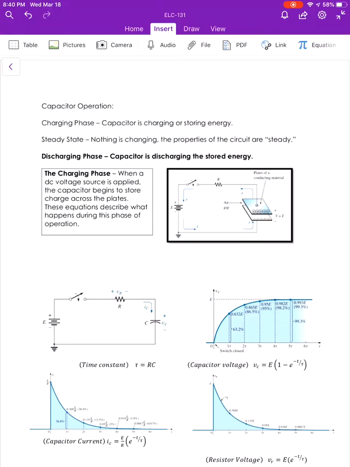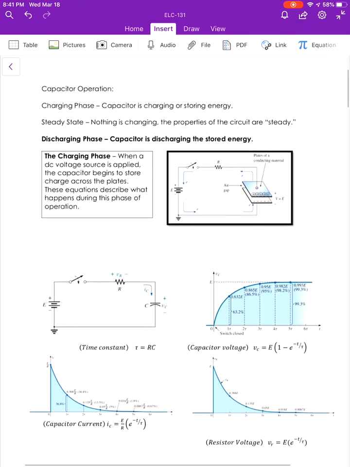In this video, we're going to talk about the discharging phase of the capacitor, of the transient phases. In a DC circuit, we're going to assume that we have charged up our capacitor, and now we're going to allow that charge to discharge.